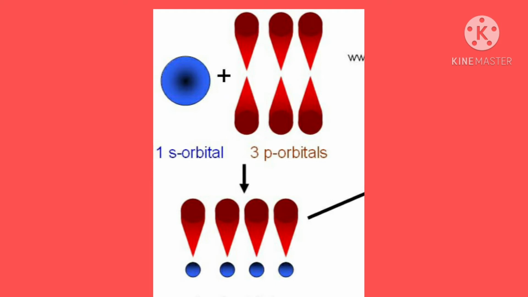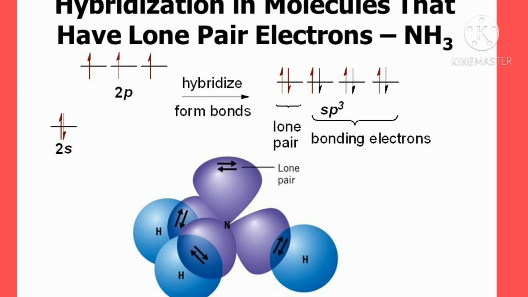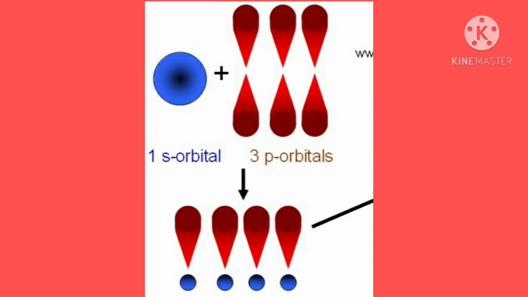To explain the discrepancy in the bond angle, the nitrogen atom is said to undergo sp3 hybridization. In this process, the 2s and 2px, 2py and 2pz orbitals of nitrogen intermix and redistribute into 4 identical sp3 orbitals.